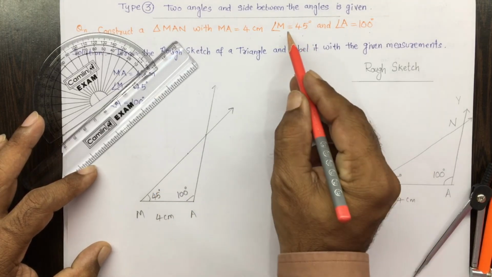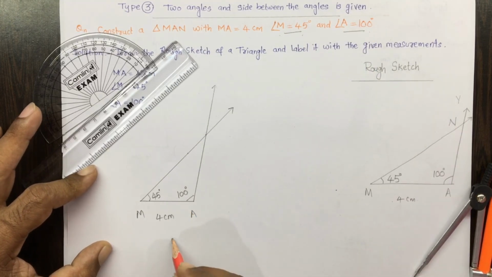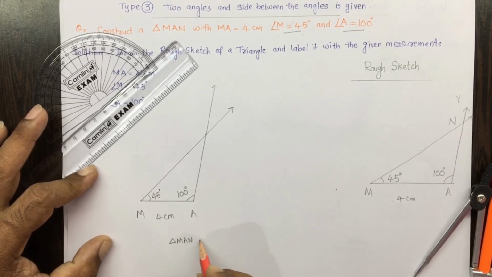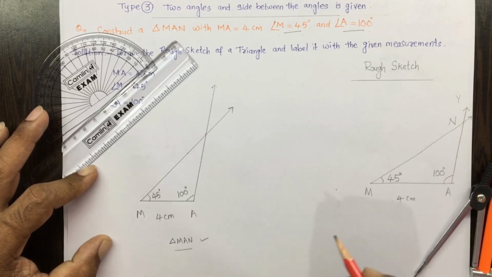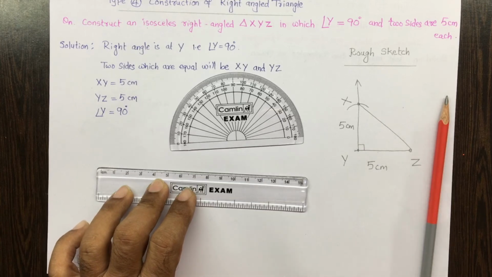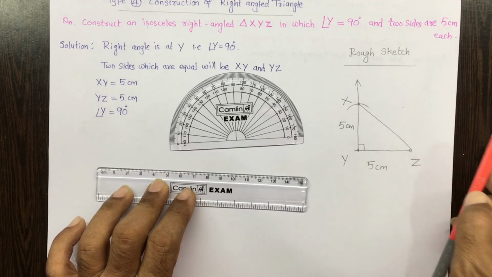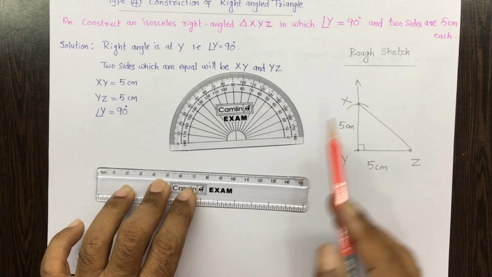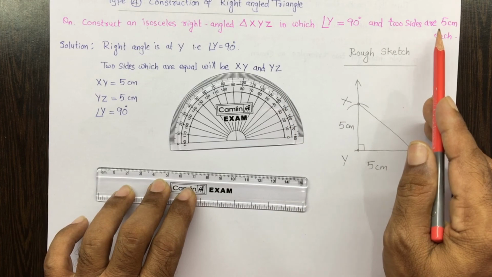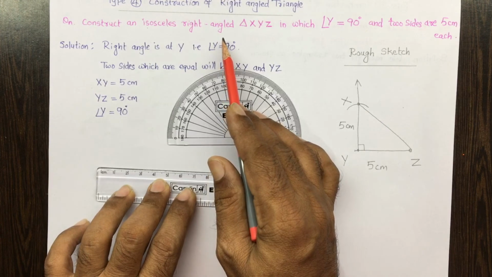So, angle M 45 degrees, angle A 100 degrees and MA is equal to 4 centimeters, triangle MAN with given measurements, the triangle is constructed. Here we will construct the type 4 construction of triangle, that is right angle triangle. Right angle at Y 90 degrees and the other two sides will be 5 centimeters each, that means it is right angle isosceles triangle.